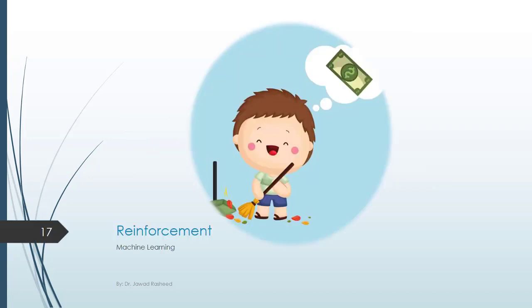So let's discuss the third type of machine learning, and that third type is reinforcement learning. So can you tell me what you can imagine from this picture? What are you imagining by seeing this picture?